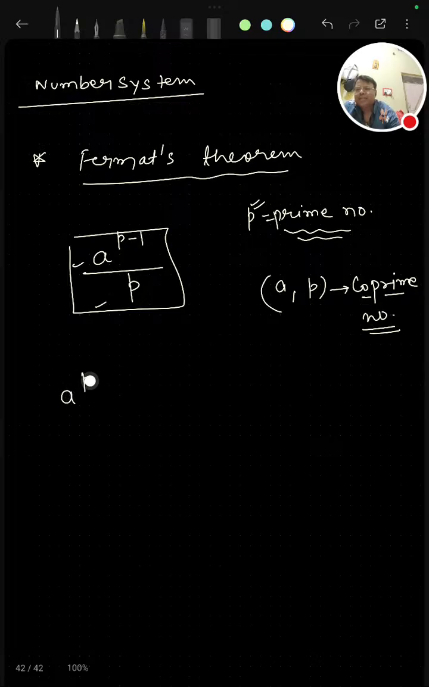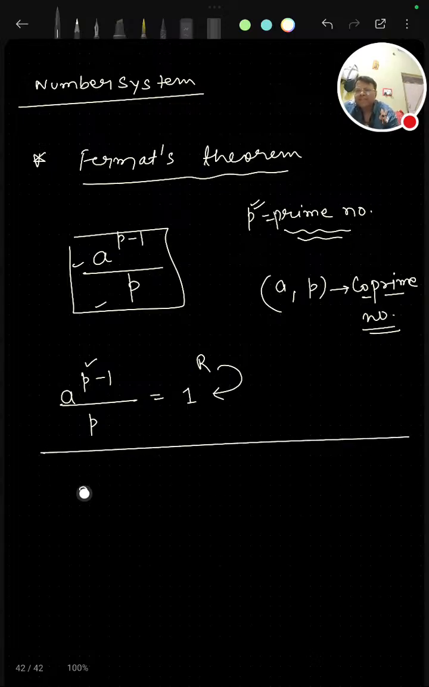a to the power p minus 1 when divided by p, then the remainder is 1. This is Fermat's theorem, where p is the prime number and a and p both are co-prime to each other. ठीक है. You can see that. This is Fermat's theorem. Suppose there is 2 and 2 is divided by 7, and the power is 6. 2 to the power 6.